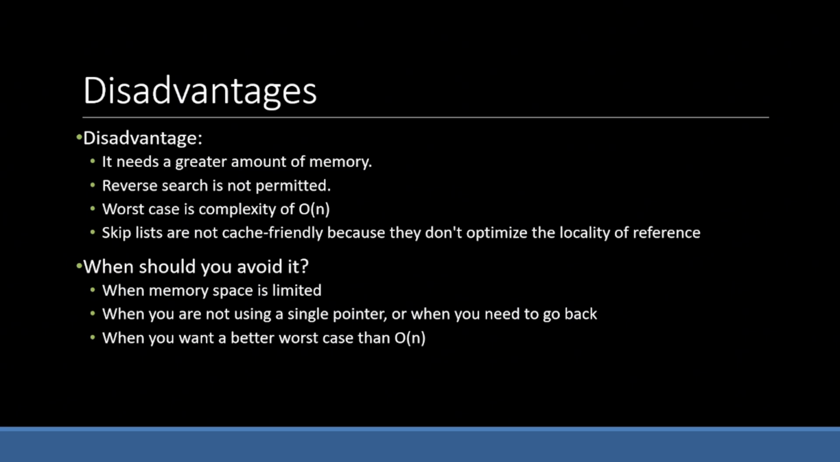So there are some times that we need to avoid skip lists. When the memory space is limited, when you're not using a single pointer, and if you want to go back, if you want a double pointer, skip list might not be the best choice. And when you want a better worst case than O(n), since other data structures do have a better worst case than O(n), we might want to avoid using skip list.